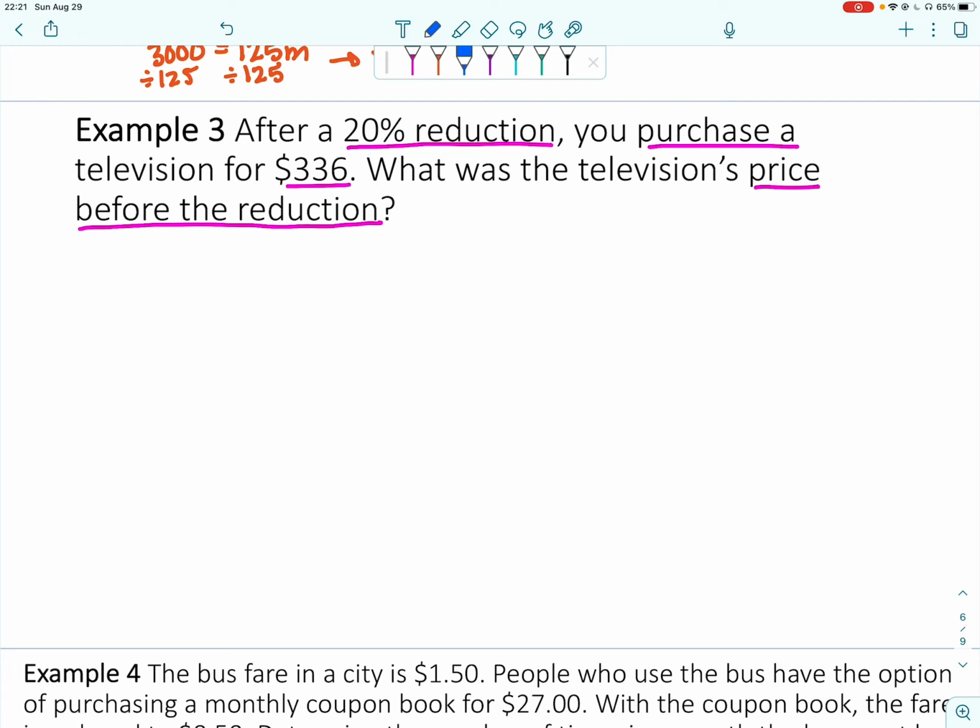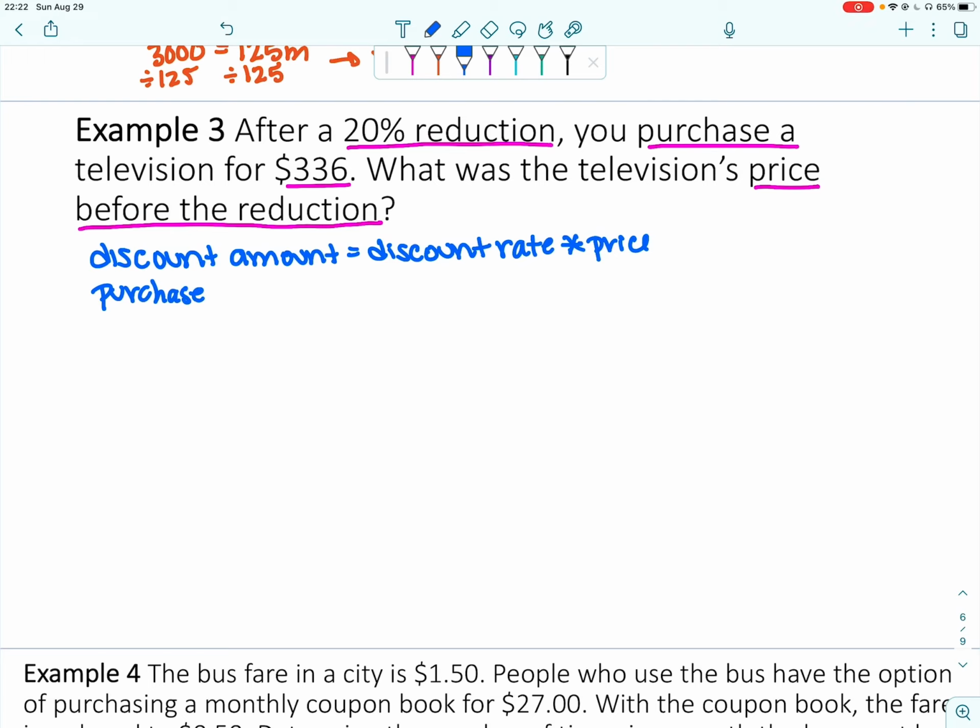So if we think back to our discount formula from before, we know that the discount amount is equal to the discount rate times the price, and then we find the purchase price, so the amount that we actually pay, by taking the price of the item minus the discount amount.